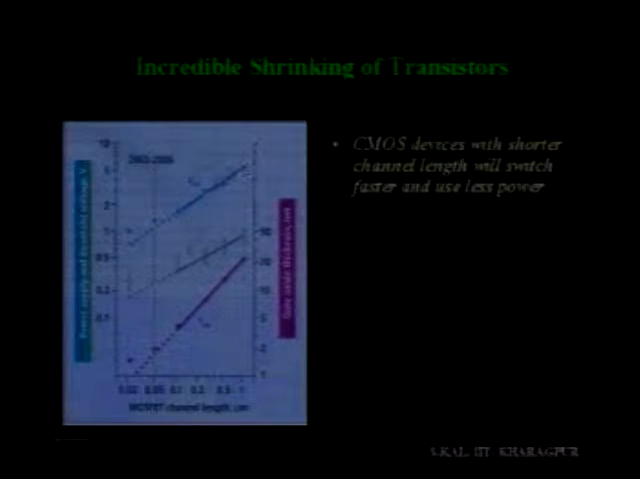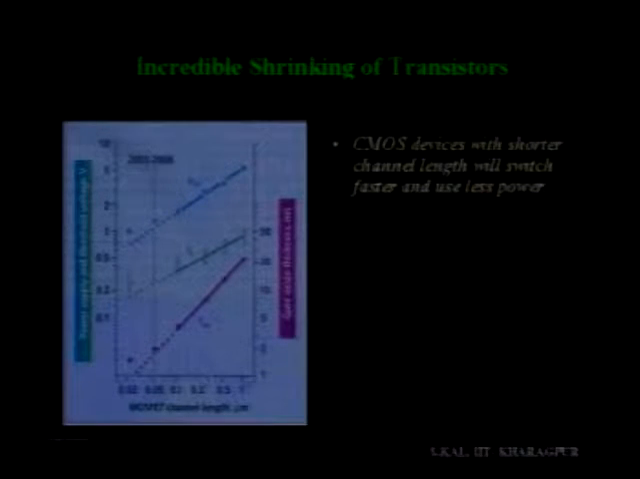Now, the supply voltage has gone down. In 2000-2006, this line has been drawn. Here you can see the channel length is of the order of 0.05 micron, and the threshold voltage has again gone down, because you see reduction of the channel length.